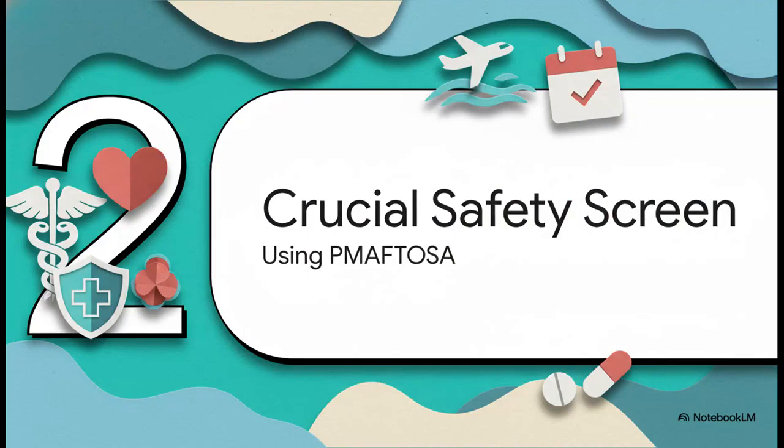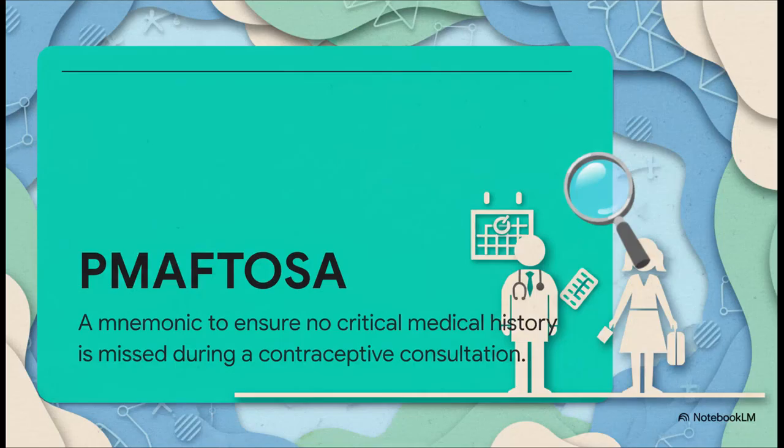All right, let's move on to what is arguably the most critical phase: safety screening. This is where you hunt for any contraindications or red flags. And the best way to do this without missing anything is to use a structured approach, like the PMF-GO-TSA mnemonic. It is such a brilliant mental checklist.